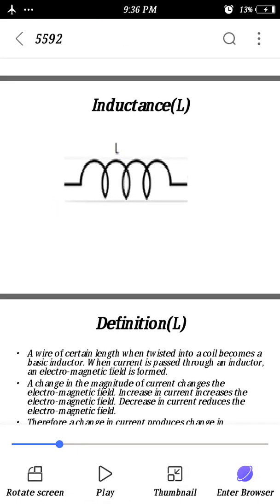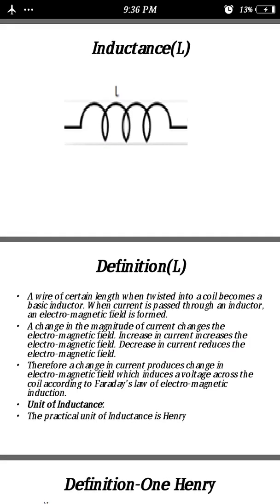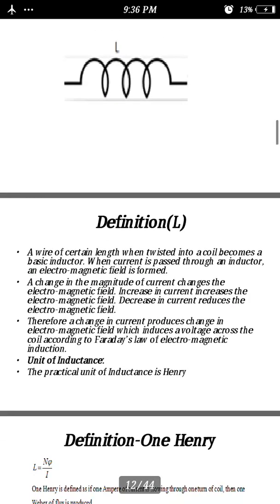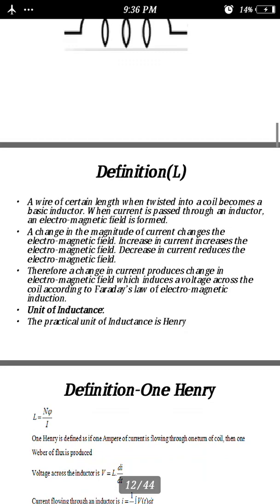So that's all about the resistance, and the next basic element is the inductance. This is the symbol for inductance, and we denote this inductance as a capital L. A wire of certain length, when twisted into a coil, becomes a basic inductor. A single wire can be an inductor when it is twisted into a number of coils. When current is passed through an inductor, an electromagnetic field is formed. So when the wire is not twisted as a coil, it is a simple conductor.